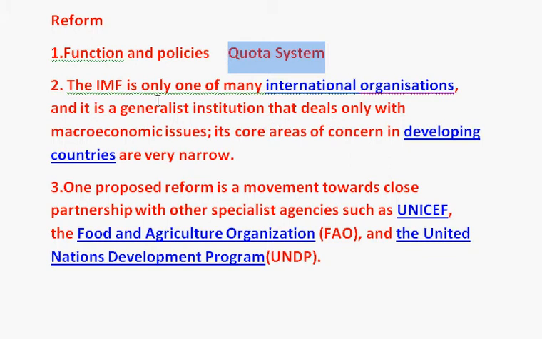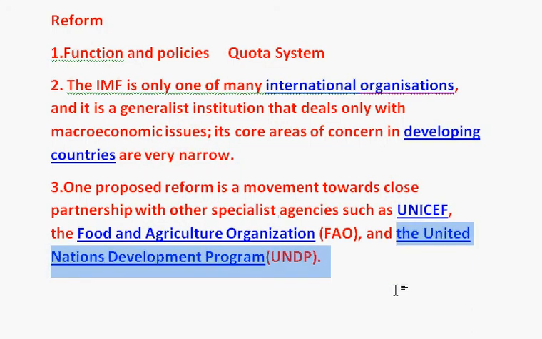The IMF is very much a generalist and only deals with macroeconomic issues, which is a very narrow spectrum. As we have seen earlier, the spectrum of the IMF should be increased. The other reform proposal is that it should cooperate with other international institutions like UNICEF, FAO, the Food and Agriculture Organization, the United Nations Development Programme, and other institutions.